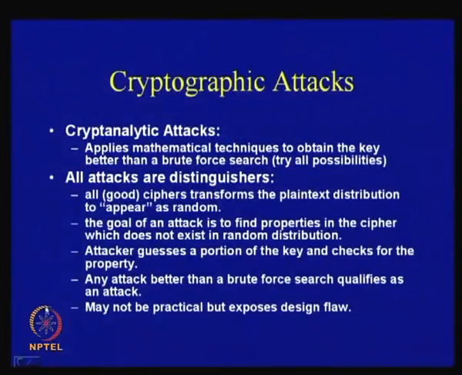We will see that all attacks are essentially distinguishers. What we mean by distinguishers is that all good ciphers transform a plain text distribution to appear as random. Which means that suppose we take a normal cryptographic algorithm and apply it over alphabetic text.